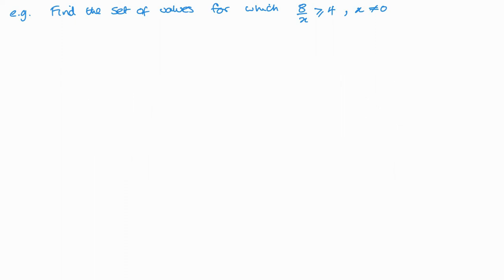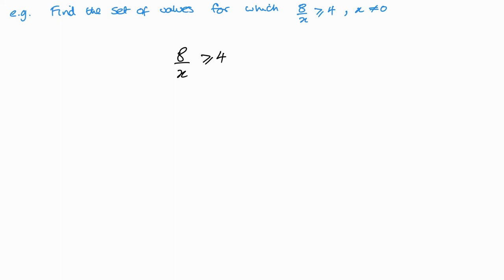Now let's have a look at our problem. We've got 8 over x greater than or equal to 4. If I simply multiply by x, I would end up with this. However, my issue is that x is an unknown value and I don't know if it's a positive number or a negative number. If it's a positive number, what I've done is perfectly fine. But if it's a negative number, what I've done is actually messed up the whole sum and it's not correct. So we have to think of a way around this.